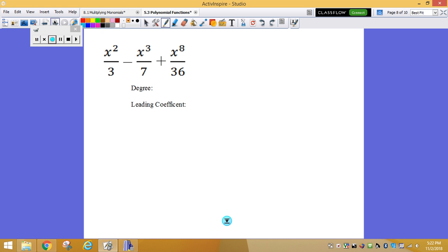All right, let's do this one, degrees. I got a 2 and a 3 and an 8. So my highest degree is an 8. The number with that, okay, this is a little bit tricky. Remember there's really a 1 here. We're going to put this fraction, okay? That fraction is my leading coefficient. So my leading coefficient is 1/36.